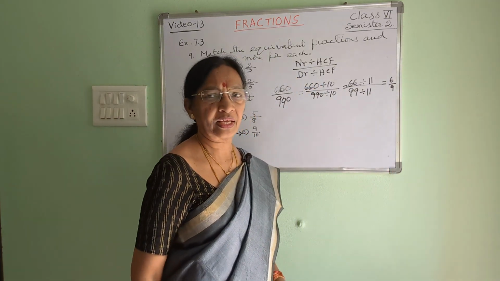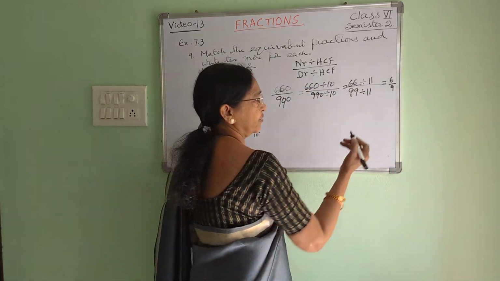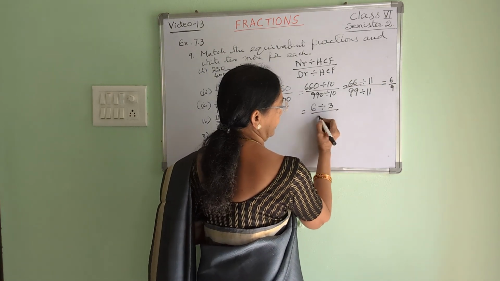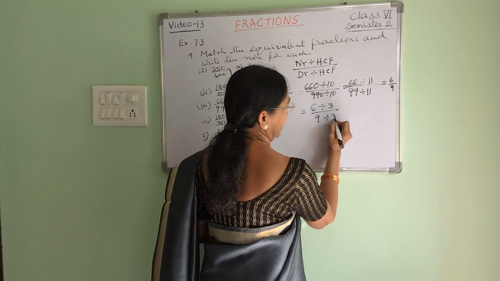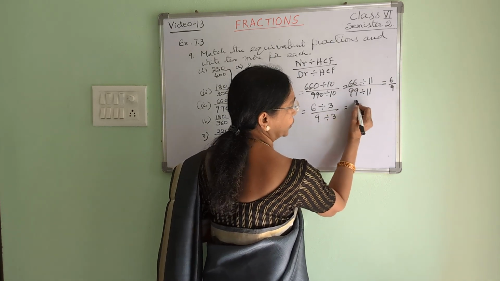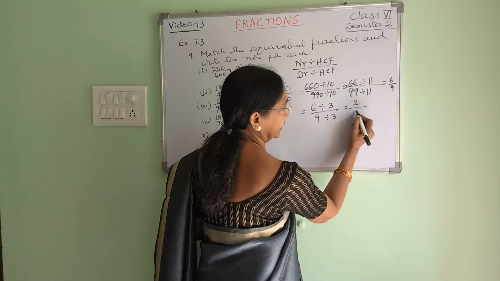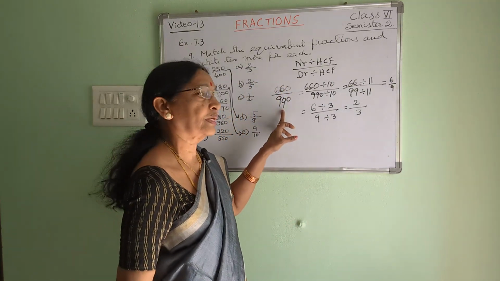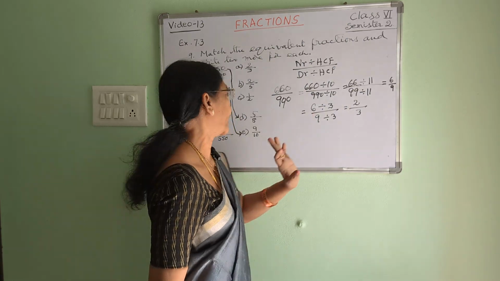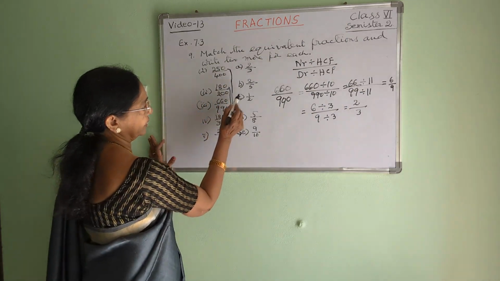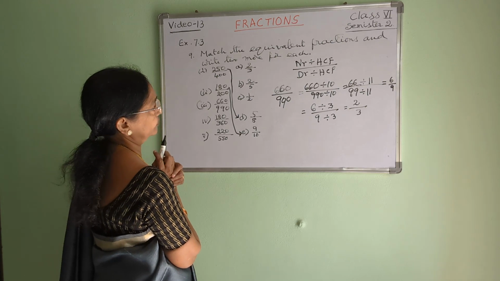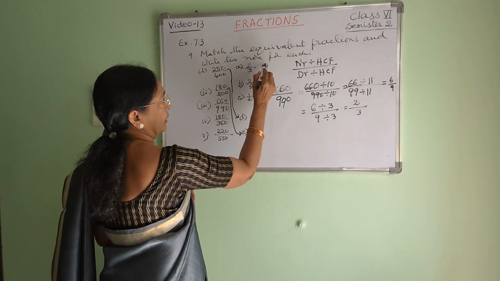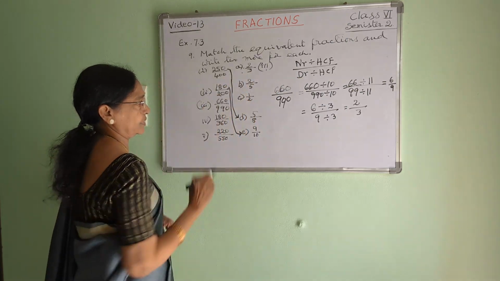Now 6 and 9 have a common factor 3. Therefore we will divide numerator and denominator by 3. So 6 divided by 3 is 2, 9 divided by 3 is 3. Therefore the simplest form of the fraction 660 by 990 is 2 by 3. Where is 2 by 3? This one, the first one. So the third fraction is equivalent to this.